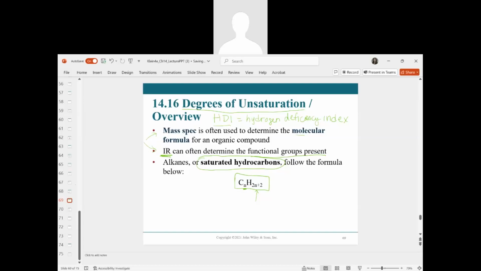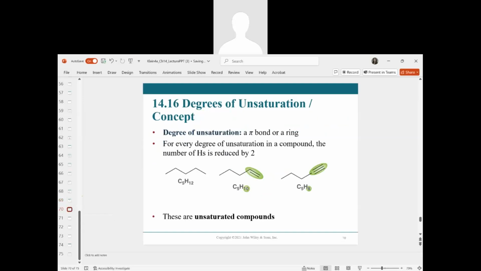But at times, we have alkenes and alkynes with double or triple bonds. We also have rings or cyclic structures. These contribute to what we refer to as a degree of unsaturation. So a pi bond or a ring, both of these would add a degree of unsaturation, whereas we have to remove hydrogens to form bonds or to form rings. And for every degree of unsaturation, the number of hydrogens is reduced by 2.